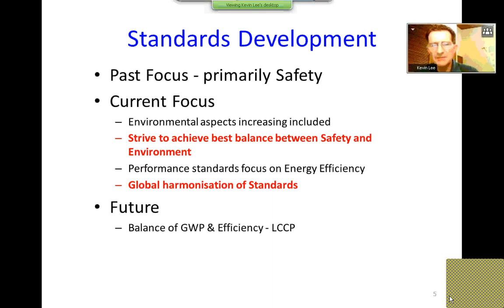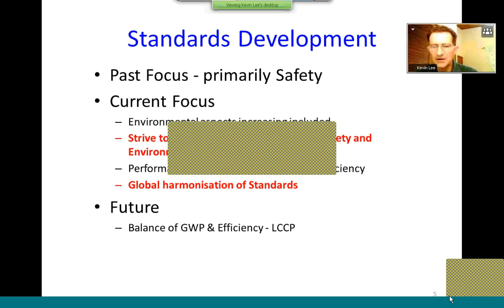Now, the standards development process itself. In the past, the focus was primarily on safety. But the current focus has changed. Now we find that in standards, environmental aspects are increasingly included. And I've got two items here in red.